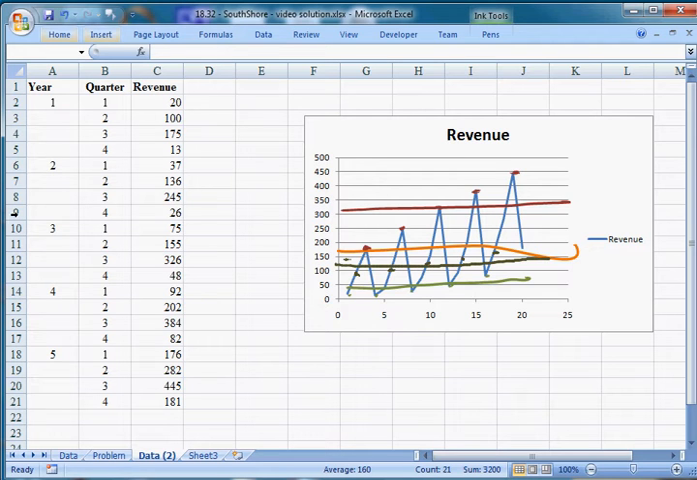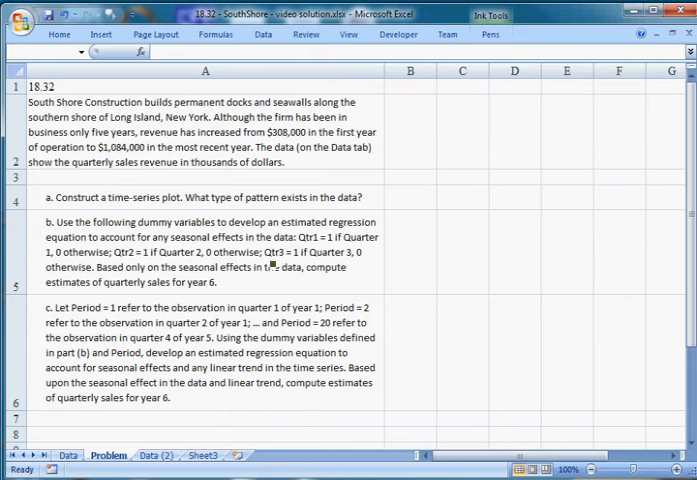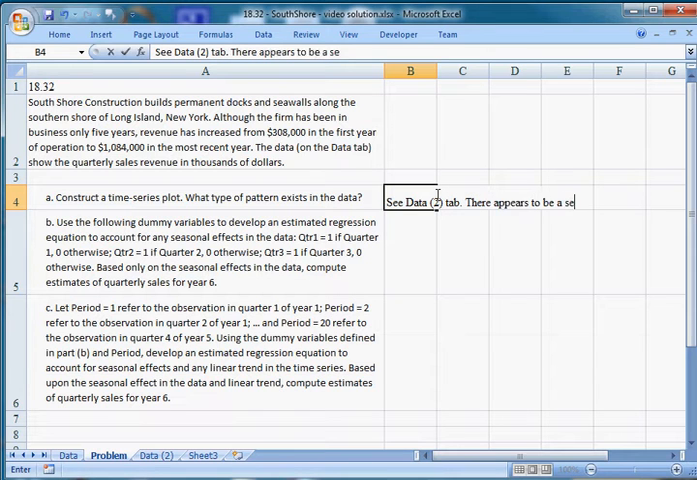Part A is to draw this graph like this, not with all the lines in it, but just the zigzags. And then to say, what does it appear to have? Well, it looks like there's a seasonal effect. So if we want, we can say: there appears to be a seasonal pattern as well as a trend.